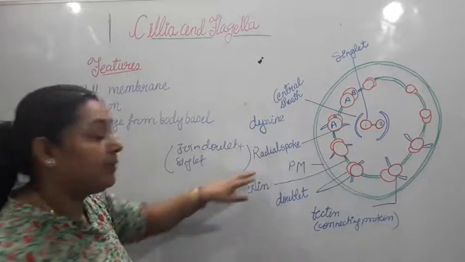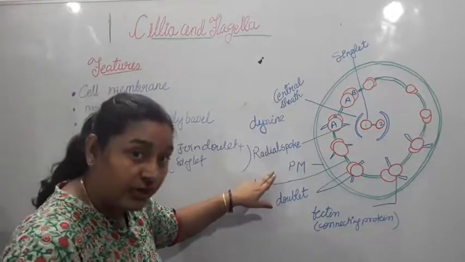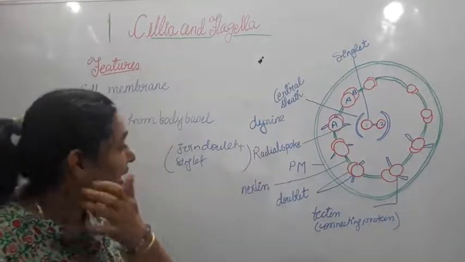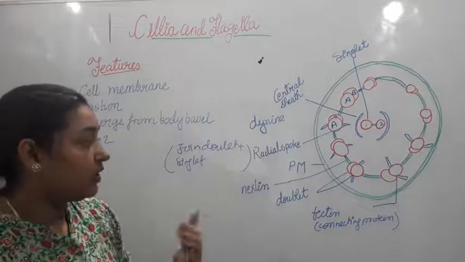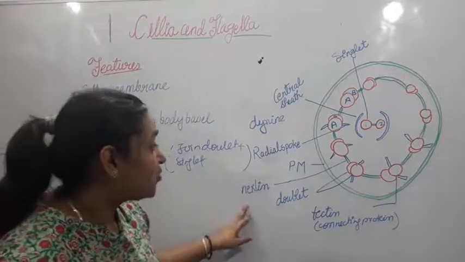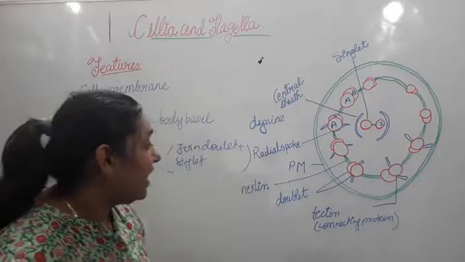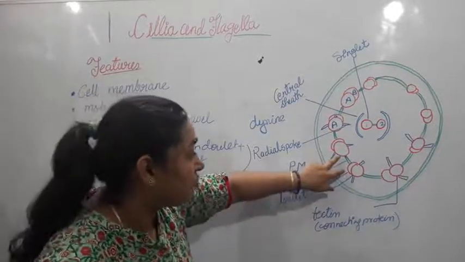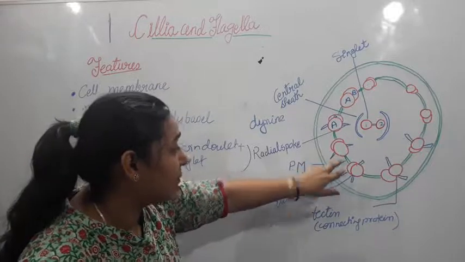This is called PM, that is your plasma membrane. This plasma membrane helps in the transportation of materials, fluid materials. Then next we have nexin. Nexin is present over here to join these doublets.